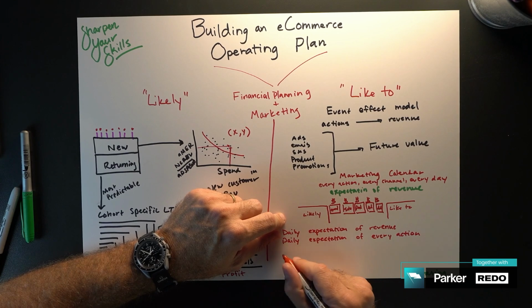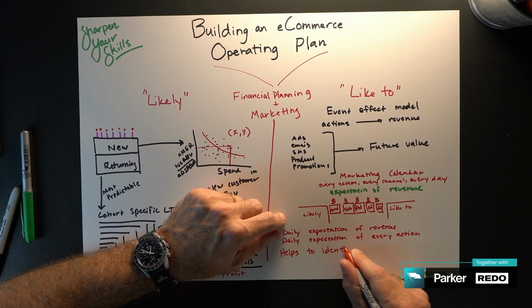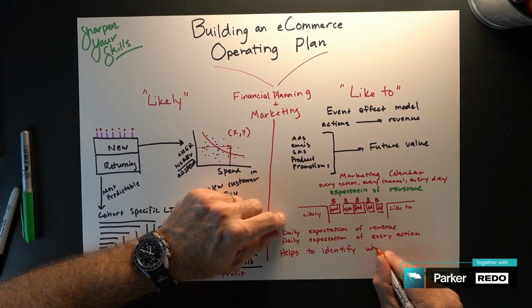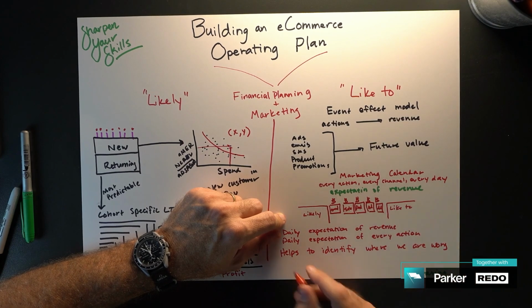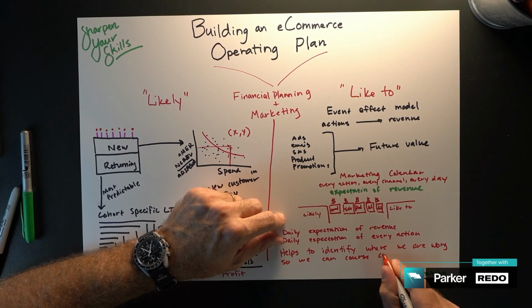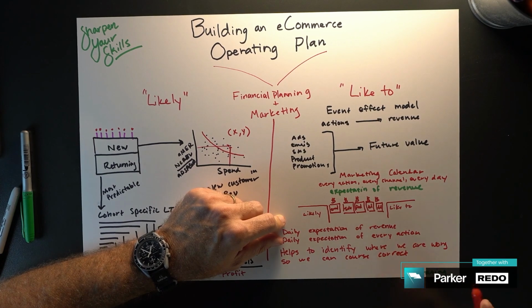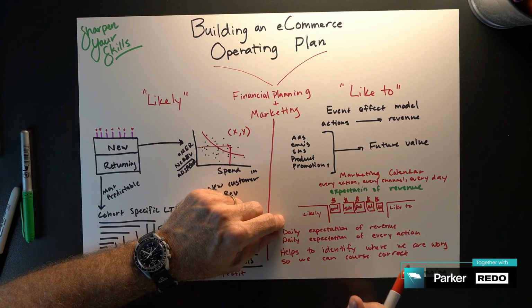And what makes it useful is it helps to identify where we are wrong so we can course correct. Great forecasting and modeling is an exercise in execution more than it is in modeling.